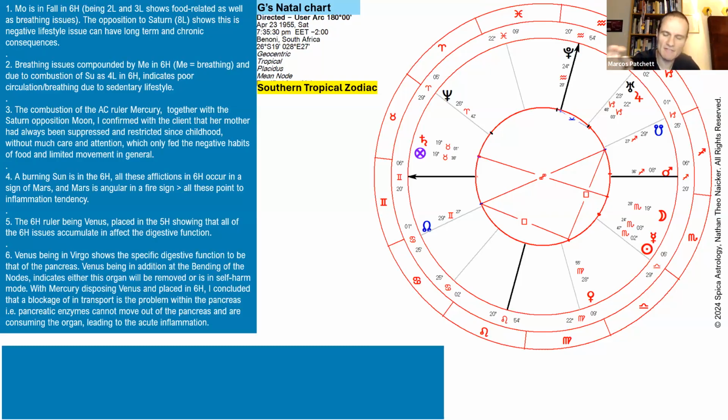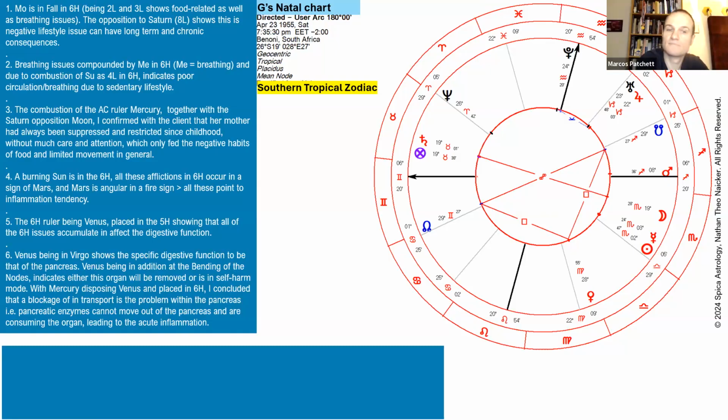Just a quick point for any viewers or listeners who don't know what the bending of the nodes is. It's when a planet is squaring the north and south node. It's halfway in its voyage between the two eclipse points, and it's almost like that planet, whatever it represents, is at a critical juncture. So in charts for medical that I've seen, either that organ is fated to be removed, or it is fated to consume itself.